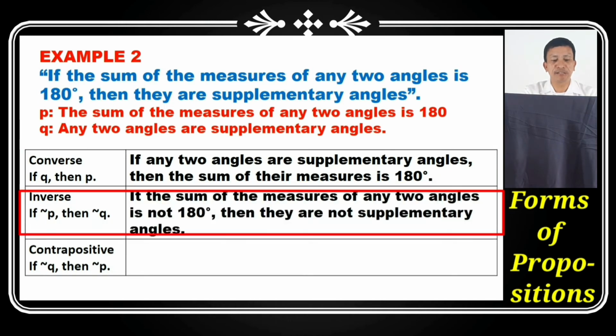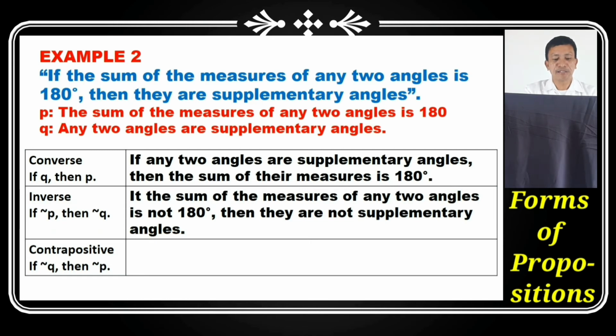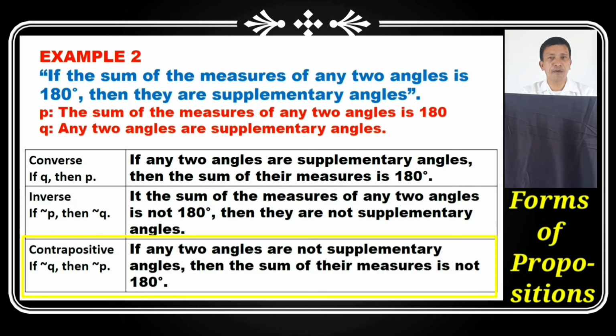While the inverse is if not P, then not Q. If the sum of the measures of any two angles is not 180, then they are not supplementary angles. Last but not the least, the contrapositive, if not Q, then not P. If two angles are not supplementary angles, then the sum of their measures is not 180 degrees.